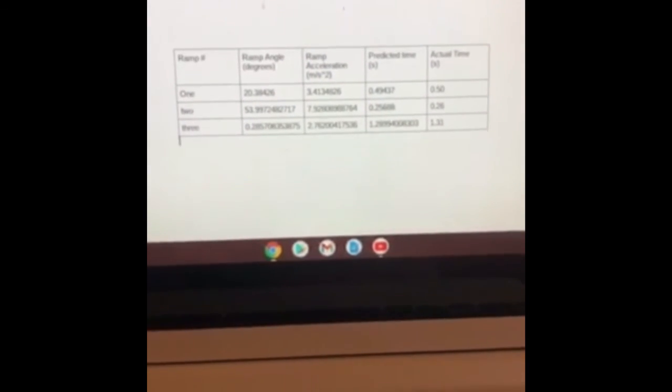And here we have the final results for all 3 of the ramps experimented on. As you can see, our predicted time was very close to the actual time, showing how this calculation is pretty accurate.